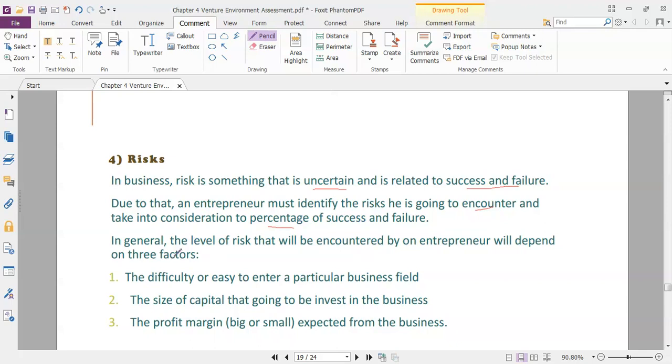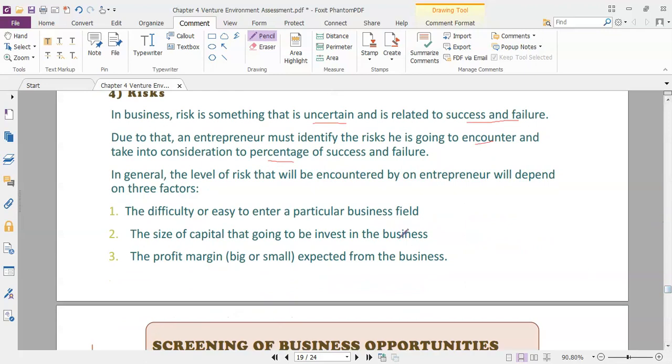In general, the level of risk that will be encountered by an entrepreneur will depend on 3 factors. Kita akan tengok pada 3 factors ni lah. Apa dia punya risk? For example, the difficulty or ease to enter particular business fields. If we mentioned before, that is how we can choose the business, not a business that is monopolized by others. And then the size of capital.